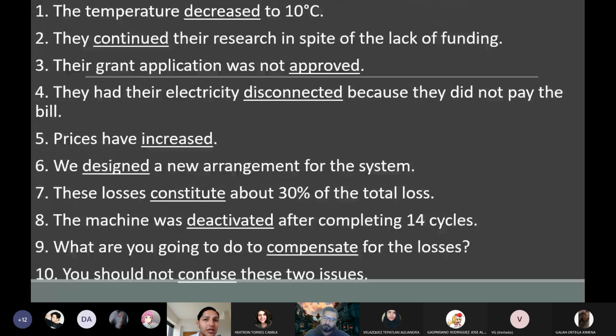The temperature decreased to 100 degrees. The temperature went down.